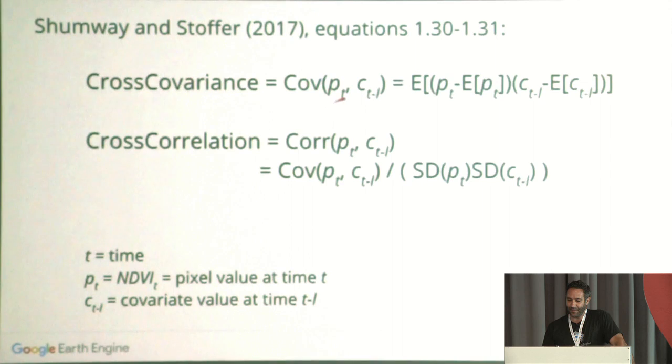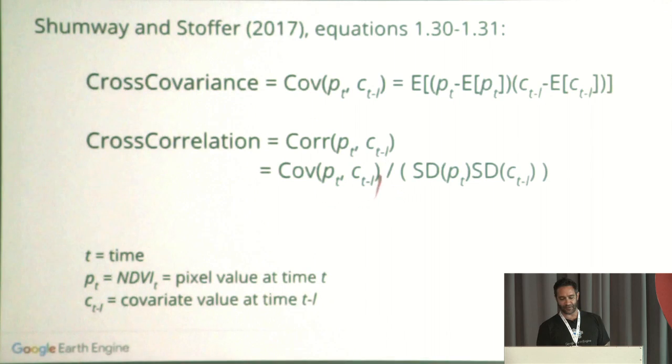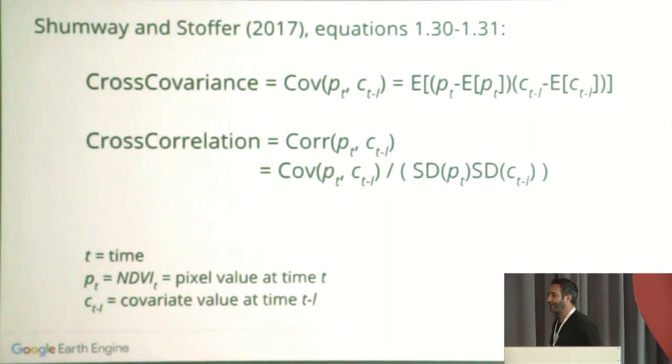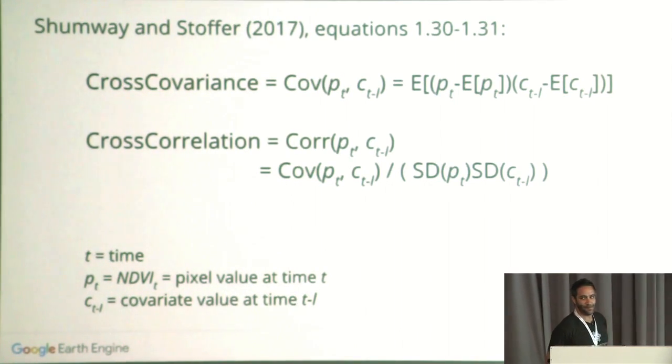The cross covariance is the covariance between a pixel at time t and a covariate at time t minus L. Specifically, it's the expectation of the pixel value at time t minus its expectation, times the covariate at time t minus L minus the expectation of the covariate at t minus L. And then the cross correlation, again, is just the covariance between those things divided by their standard deviations. Questions about this? Does everyone agree? Okay.